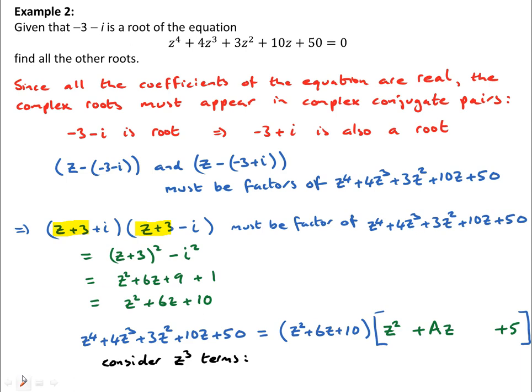So that's the second term along in the expansion. We know that we want 4z cubed on the left hand side, and then on the right hand side the z cubeds are going to come from z squared times az. That gives me az cubed, but I'm also going to get z cubeds from the 6z times the z squared, and that's going to give me 6z cubed. So what I want is 4 to be the same as a plus 6, so a must be minus 2.